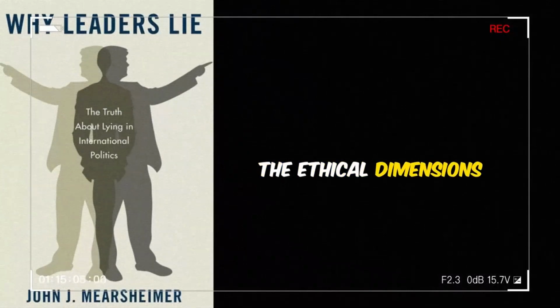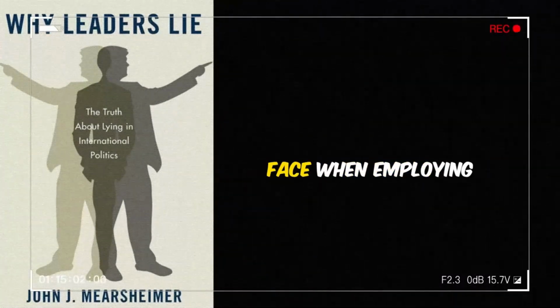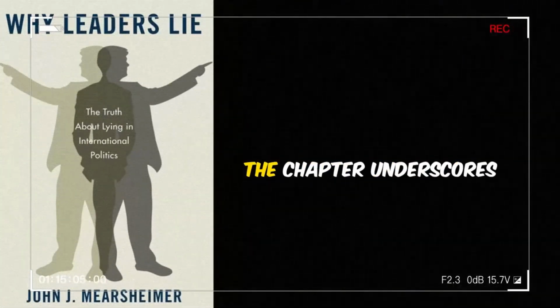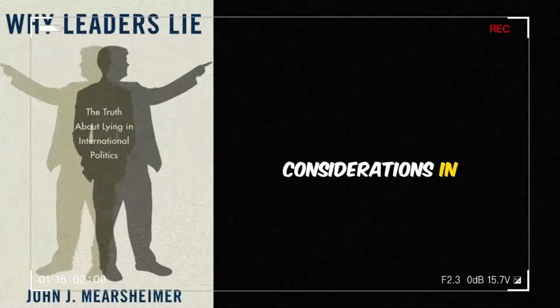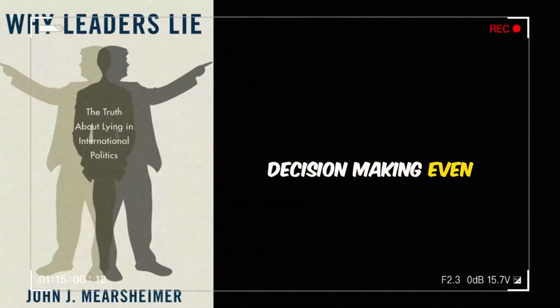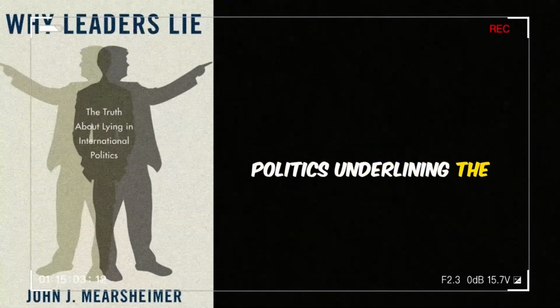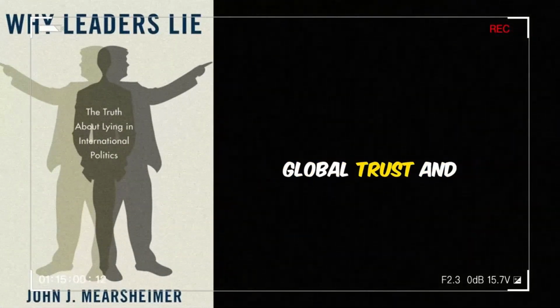The ethical dimensions addressed in the conclusion highlight the moral dilemmas leaders face when employing deception in international relations. The chapter underscores the enduring importance of ethical considerations in decision-making, even within the pragmatic realm of international politics, underlining the profound impact that deception can have on global trust and relationships.